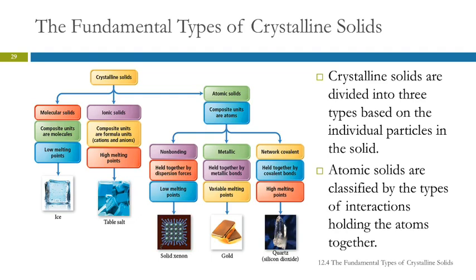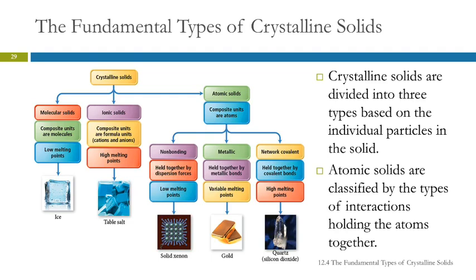Then you can have atomic solids. Here, the individual units are just single atoms, so these are going to be elements. We can divide these based on what is holding those atoms together. We can have non-bonding solids where the atoms are just held together by dispersion forces. Everything has dispersion forces, including atoms, but atoms do not have dipole-dipole forces or hydrogen bonding because they're spherical. They can't have dipoles. They can only have those temporary dipoles in the dispersion forces.